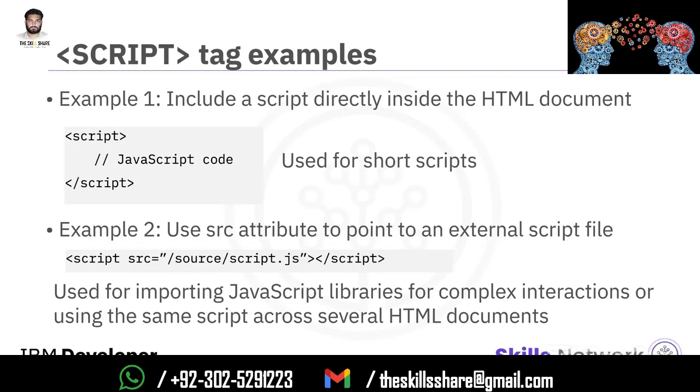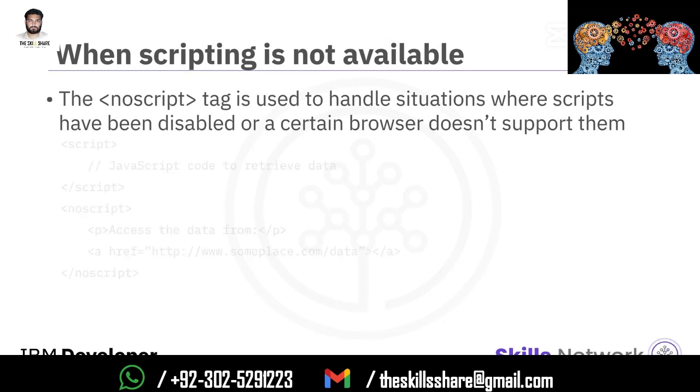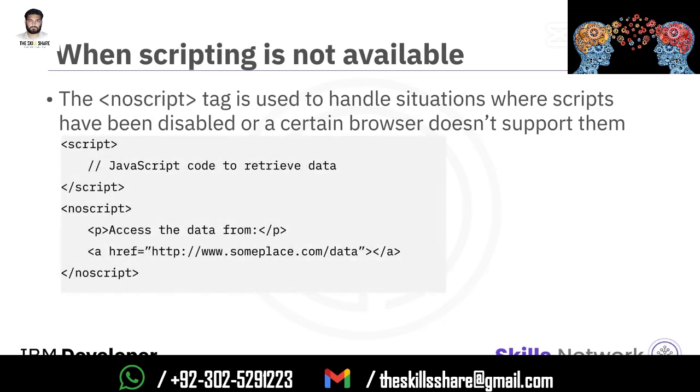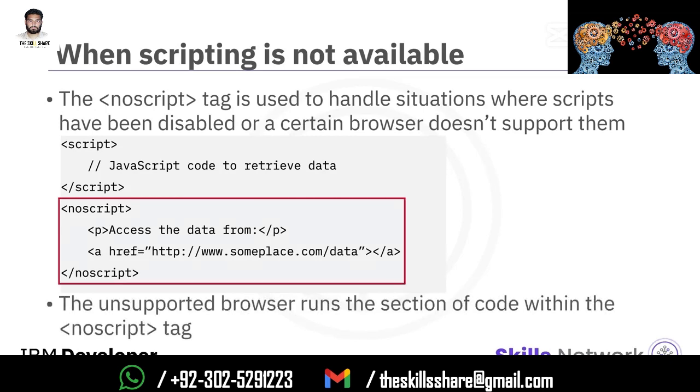Some users who visit your website might disable JavaScript from running, or they might be using a browser that does not support scripting. To allow for these situations, place the content for the alternative path within the NoScript tag. If the browser does not support scripting, the browser runs the section of the code that is within the NoScript tag.